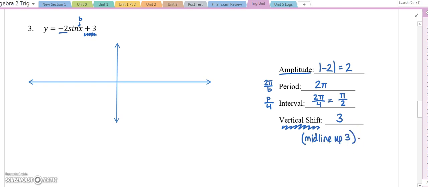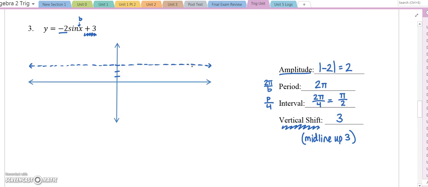Since my midline is not at 0, I'm going to have to draw it. So I'm going to go to where 3 is, 1, 2, 3, and I'm just going to draw a dashed line as my midline. Try and be as accurate as possible. Hopefully yours isn't as wavy looking as mine. In fact, I'm going to change it because it's annoying me.